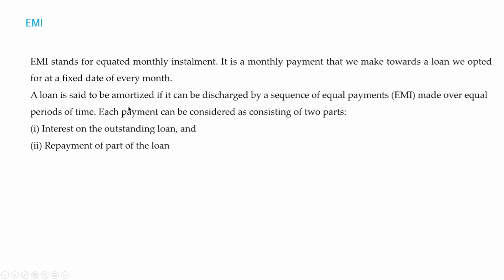A loan is said to be amortized if it can be discharged by a sequence of equal payments made over equal periods of time. And here each payment is considered as consisting of two parts. One is the interest on the outstanding loan and the other one is repayment of part of the loan. So EMI consists of two components. One is the interest on the outstanding loan and the other component is repayment of some part of the principal.